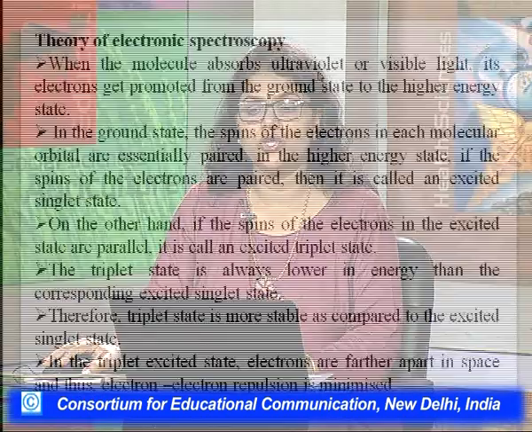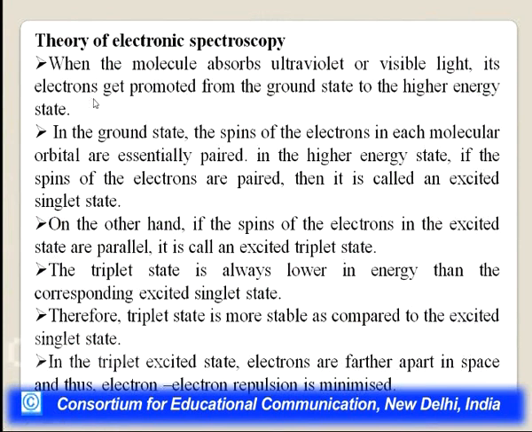What is the theory of electronic spectroscopy, or let's say UV visible spectroscopy? When a molecule absorbs UV visible radiation, its electrons get promoted from the lower state, or we can say the ground state, to a higher energy state. In the ground state, the spins of the electrons in each molecular orbital are essentially paired. And in the higher state, if the spins are paired, it is called a singlet state. If they are parallel, then it is a triplet state.